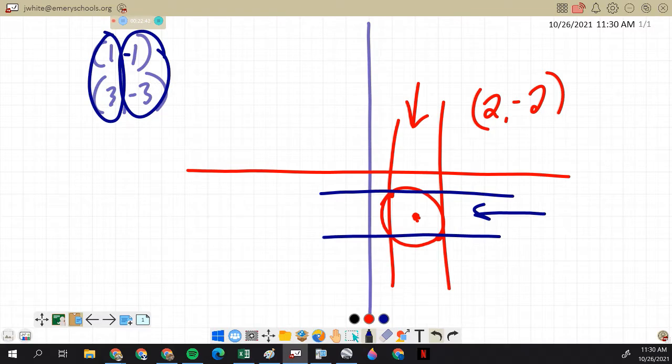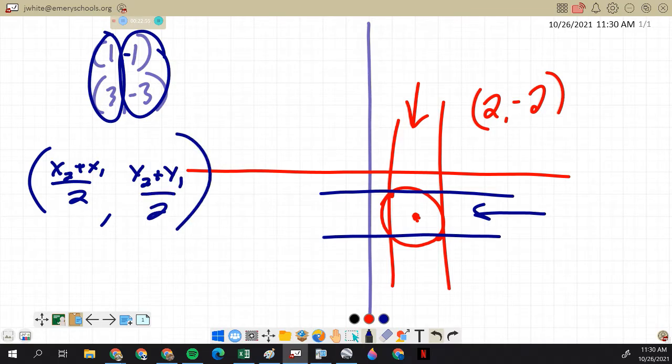So the midpoint formula is actually x2 plus x1 over 2. And again, I have to think about this every time I write it. All it really is, is the average of the x's and the average of the y's. So the center of any circle with a given diameter will just be the average of the x coordinates and the average of the y coordinates.